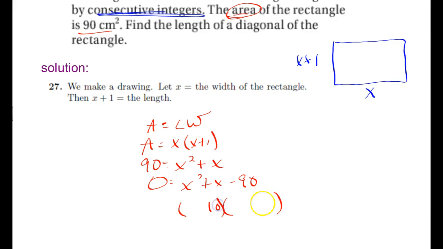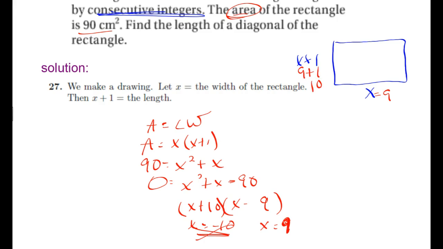Well, I can use a 10 and a 9. Signs are going to be different. Larger term is positive. Now, this is interesting because if this is a real-world problem, negative 10 for a distance of a rectangle does not make any sense. So we talked about extraneous solutions last video, so I'll say we'll throw that out. And if x is 9, then that makes this 9 plus 1, which is a whopping 10.